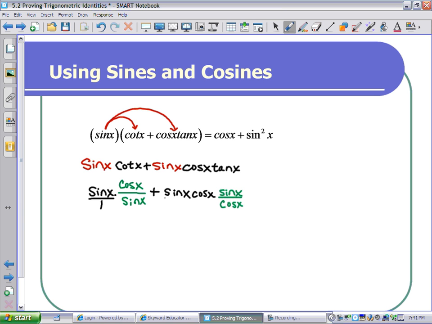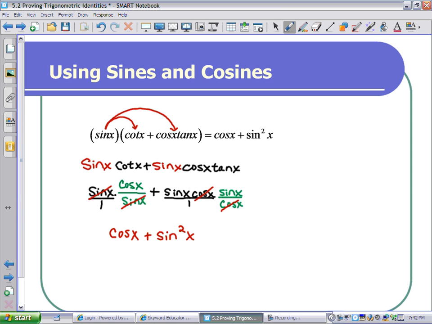And again, if we write sine x cosine x over 1, we can look then from top to bottom in canceling. In the first set of fractions, we have sine x times cosine x, and the two sine x's are going to cancel each other out. So we're going to be left with cosine x. In the second set, I have sine x cosine x times sine x over cosine x. So your cosine x's are going to cancel. So you're left with sine x times sine x, which is sine squared x.